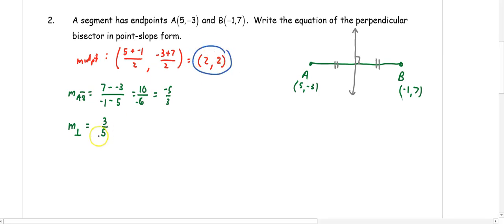Now that I have my point and my perpendicular slope, I can write my equation. So y minus the y coordinate equals my slope times x minus the x coordinate. So we would have y minus 2 equals 3/5 times x minus 2.